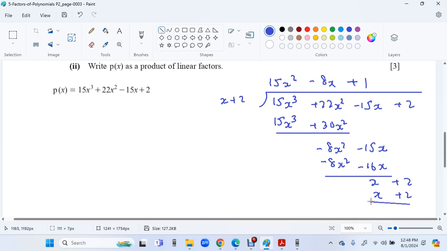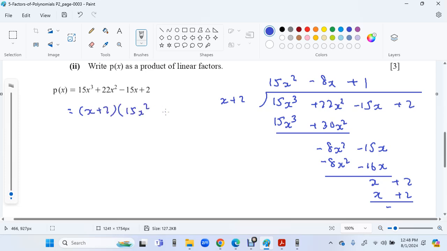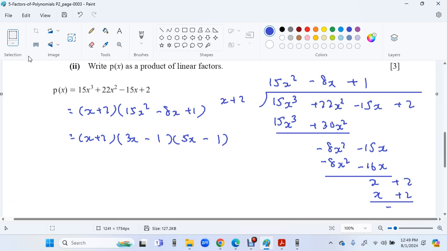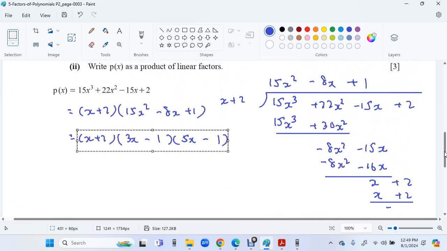Okay, so p(x) is equal to x plus 2 multiplied with 15x squared minus 8x plus 1. And we do the factorization, 3x, 5x, 1, 1, minus, minus. Okay, so, yes, settle that.